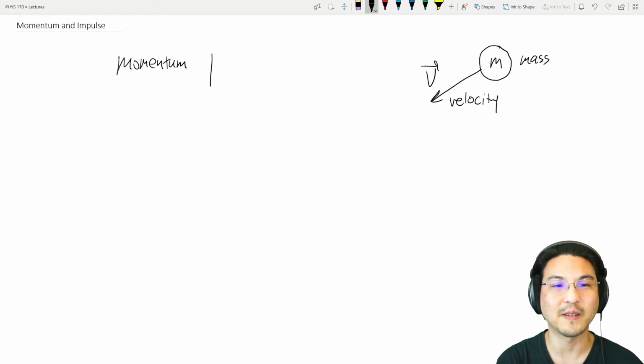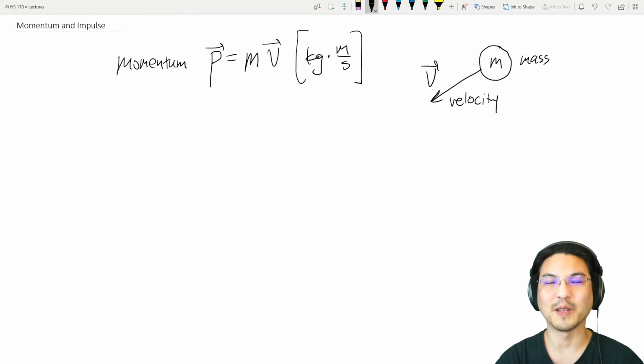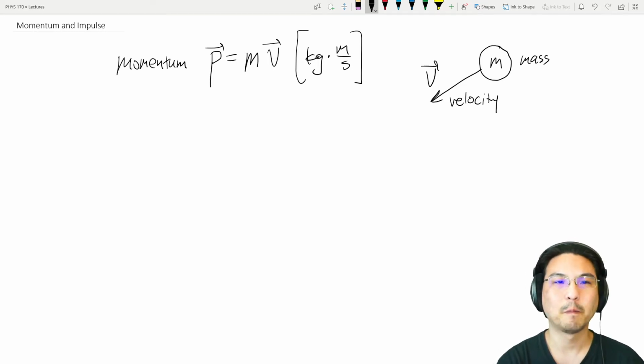Momentum is a vector, p, which is just the product of the mass and the velocity. That's it. And the units are kilogram meters per second. There's no special unit that we named after somebody. Okay, so that's it. And next definition, impulse.